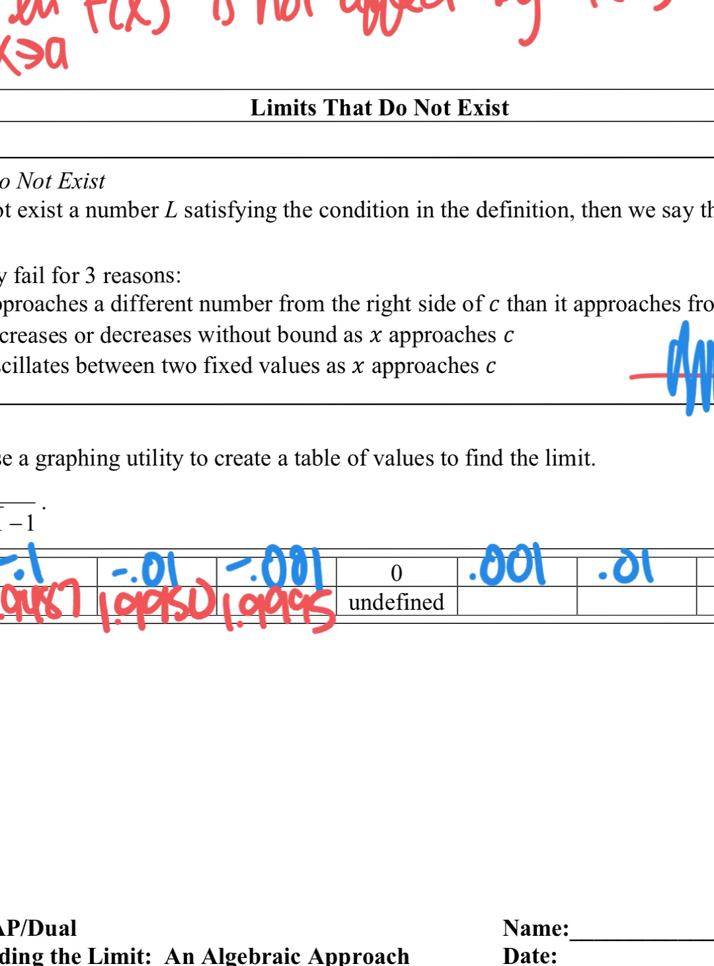How about my 0.001s? Who did 0.001? 2.0004. How about my 0.01? 2.0050. How about my 0.1? Who was that? Was that you guys? 2.0488. Okay, make sure you have that down.